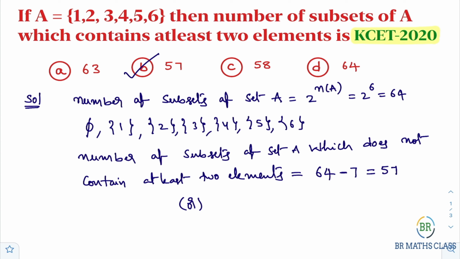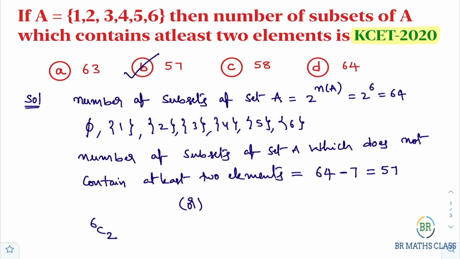As they are asking the number of subsets of A which contain at least 2 elements, how many subsets can be formed which contain 2 elements? Here, 6C2. In permutations and combinations we will learn this notation. 6C2 means the number of subsets of set A which contain 2 elements. 6C2 will give you the number of 2 element subsets of set A.